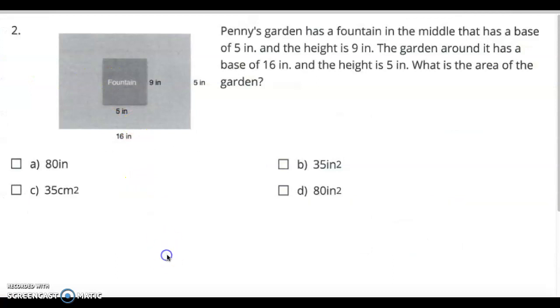Number 2 says, Penny's garden has a fountain in the middle that has a base of 5 inches and the height is 9 inches. The garden around it has a base of 16 inches and the height of 5 inches. What is the area of the garden? So her garden has a fountain in the middle. When you want to find the area of her garden, you need to subtract the area of the fountain in the middle. So you would do the area of the whole entire thing, which would be 16 times 5, find the area of the fountain, and subtract the 2. Okay, so that's number 2.